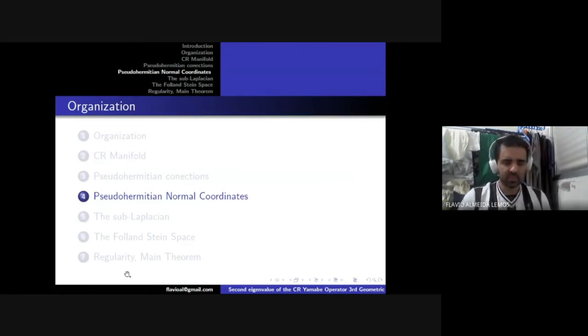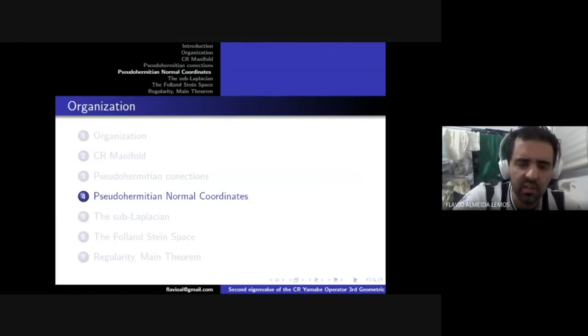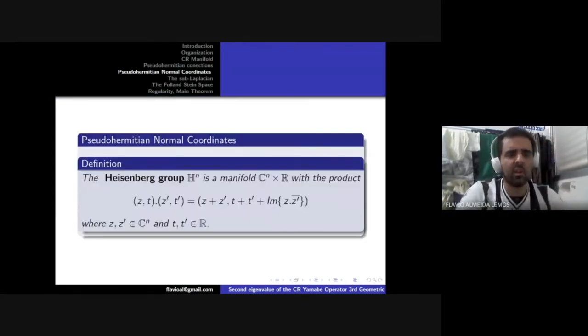Okay. Like we have the similar normal coordinates in the Riemannian context, we have pseudo-Hamiltonian normal coordinates in the CR context. The same way you have the Euclidean space as the standard geometry in the Riemannian context, we have the Heisenberg group here in the CR context.